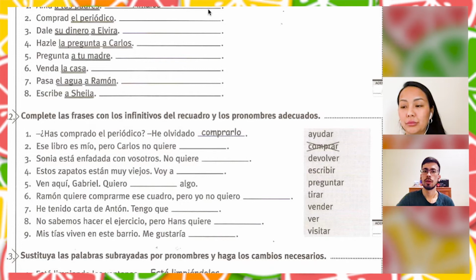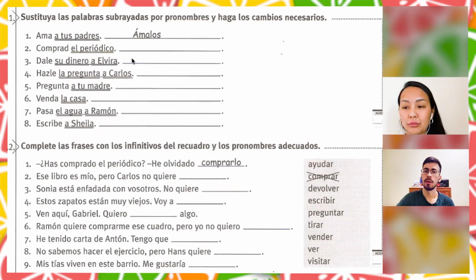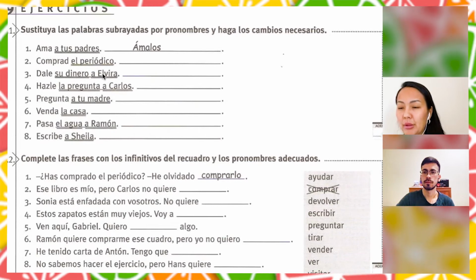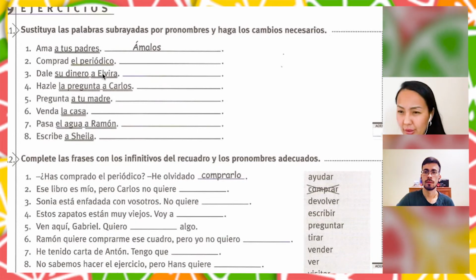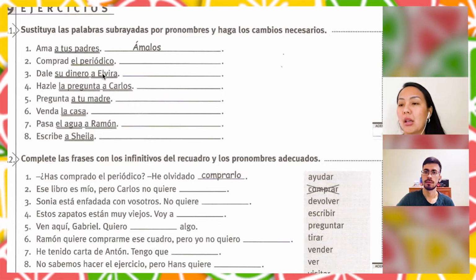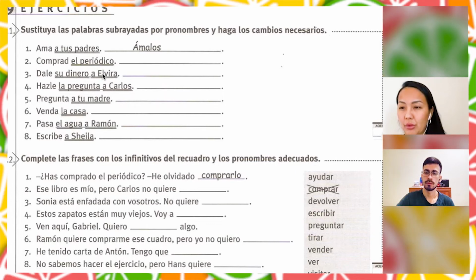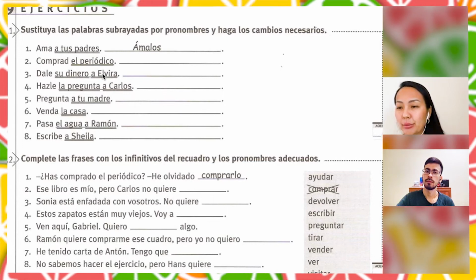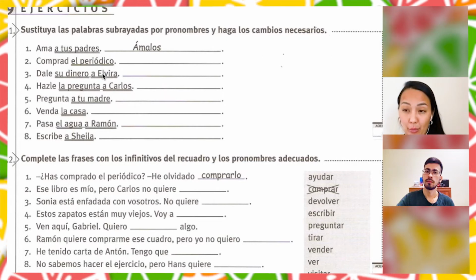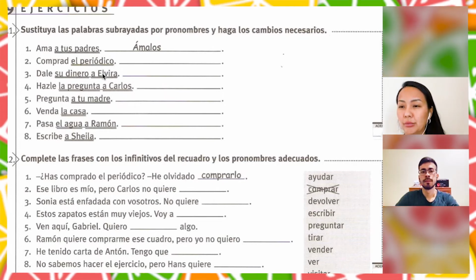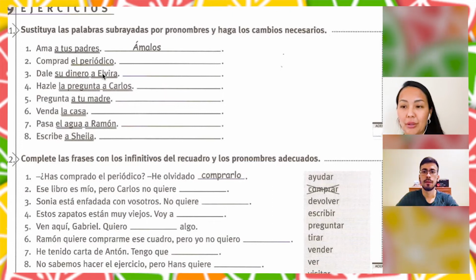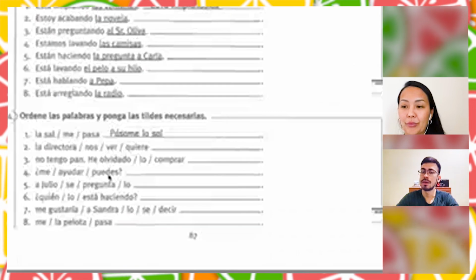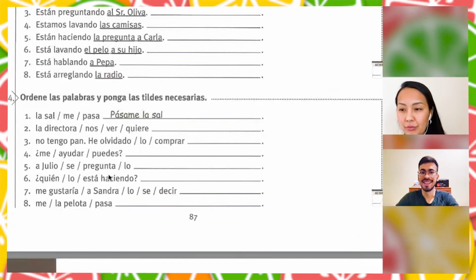Okay. So let's try this one with imperatives. The first one. Ama a tus padres. Love your parents. Yes. Ámalos. So love them. Comprad el periódico. Buy the newspaper, right? Yes. Comprad lo. Yes. Easy again. They all are easy, so maybe we can try this one with stress.